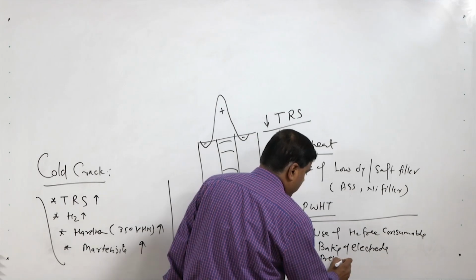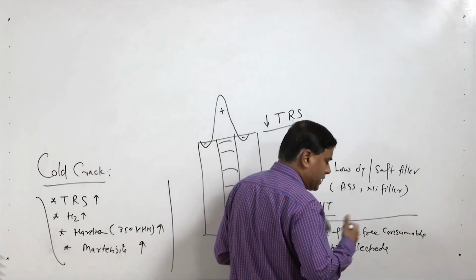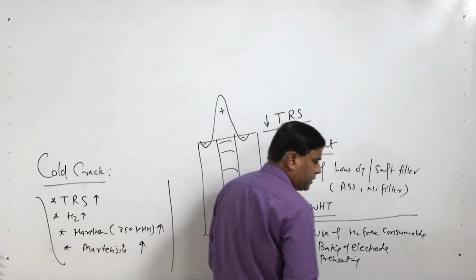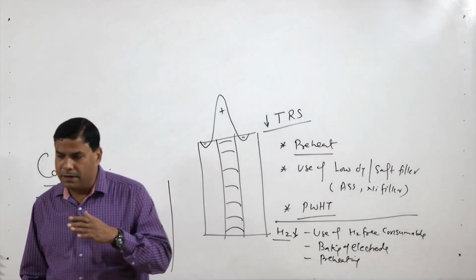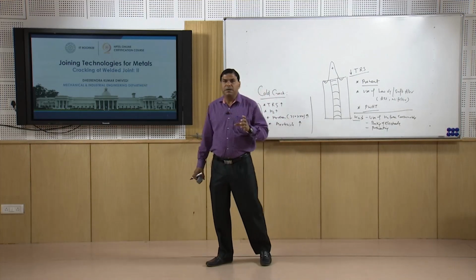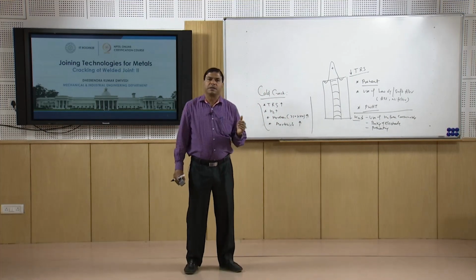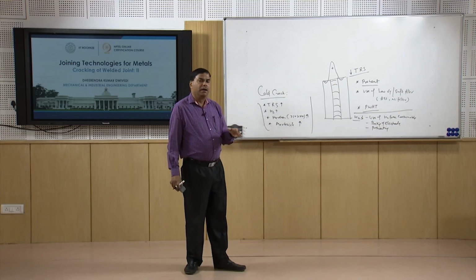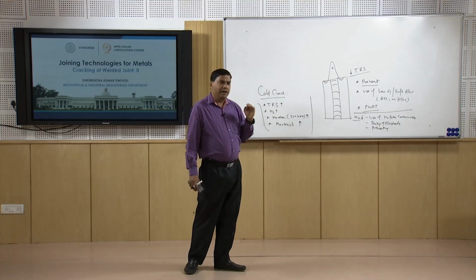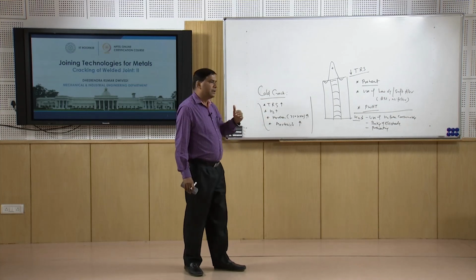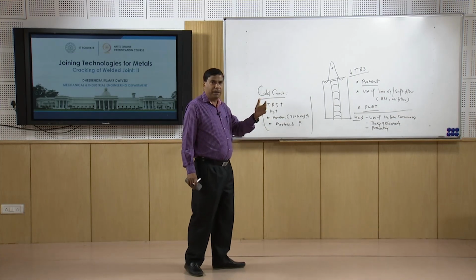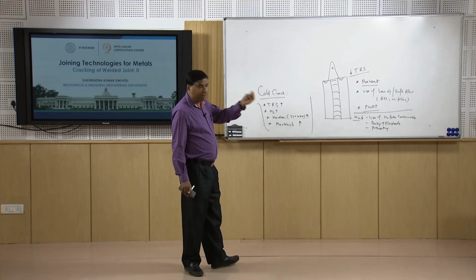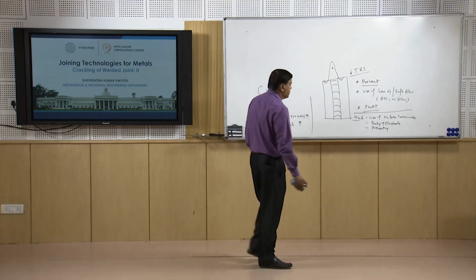Preheating will allow the rejection of the hydrogen more effectively, because due to the differential solubility of the hydrogen in the liquid and solid state, as the temperature comes down, the hydrogen is rejected, and this rejected hydrogen should get enough time for escaping, and that would be possible only if the high temperature is maintained for a longer period, which is possible through the preheat.